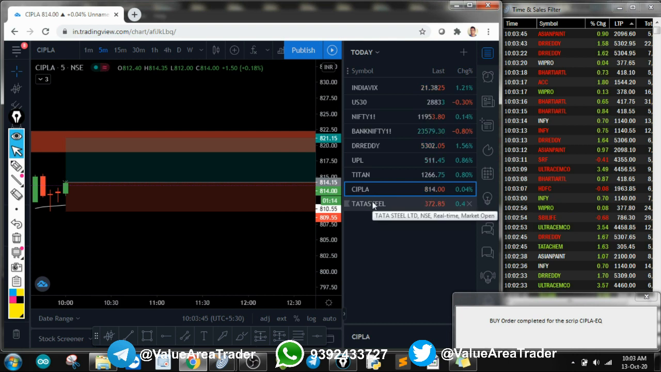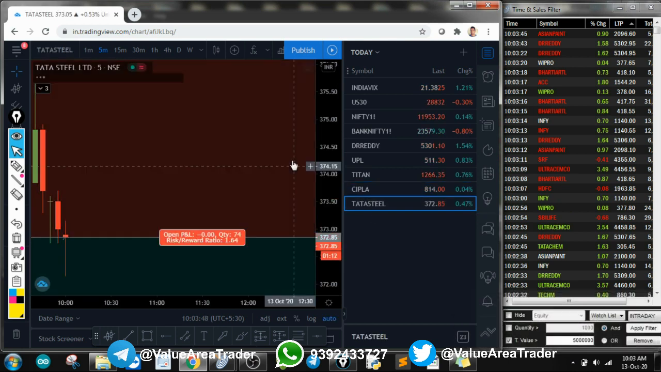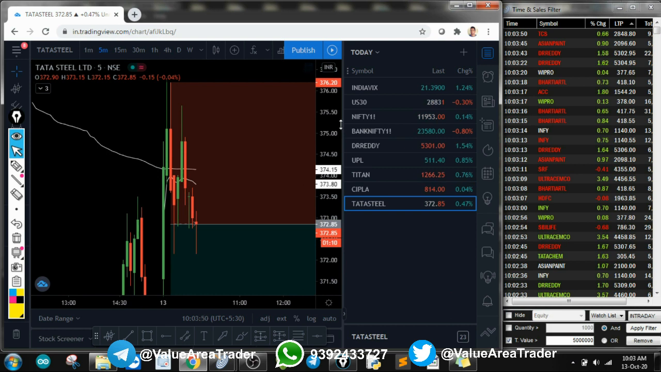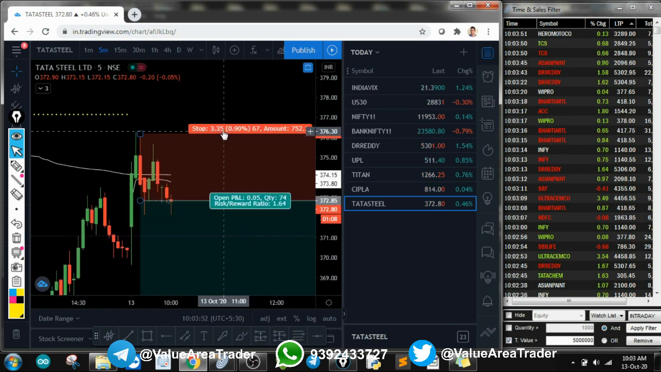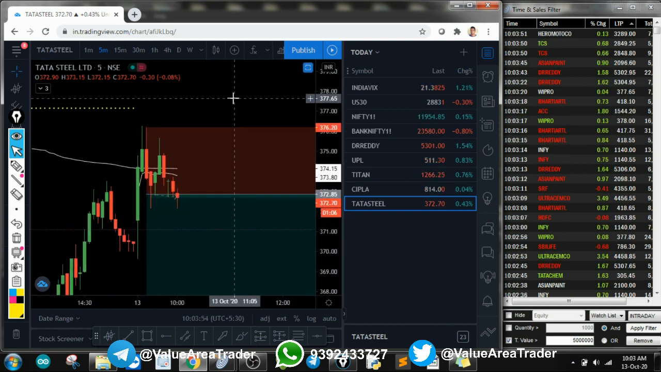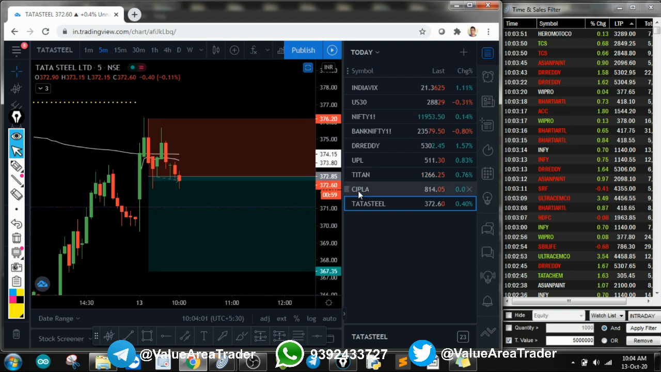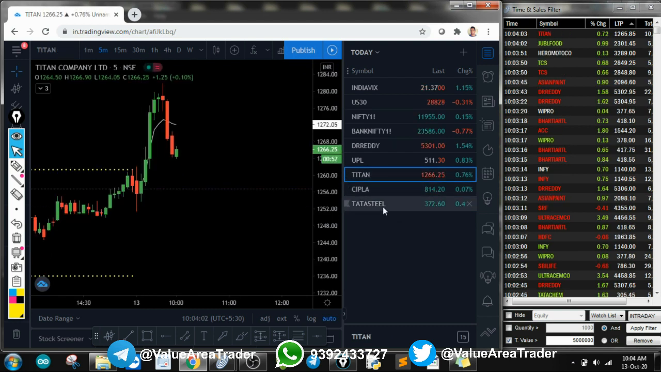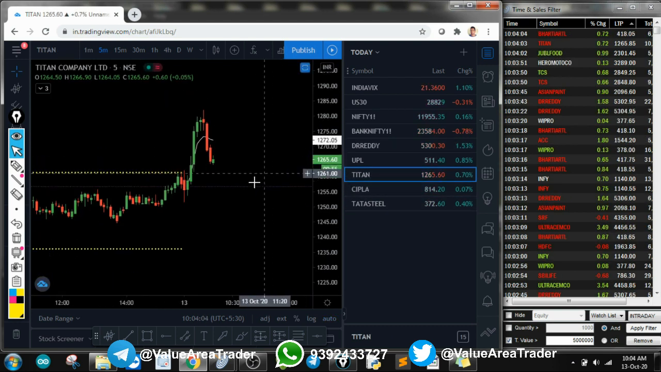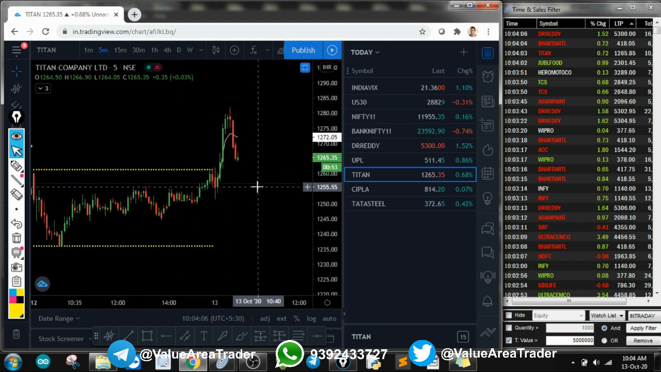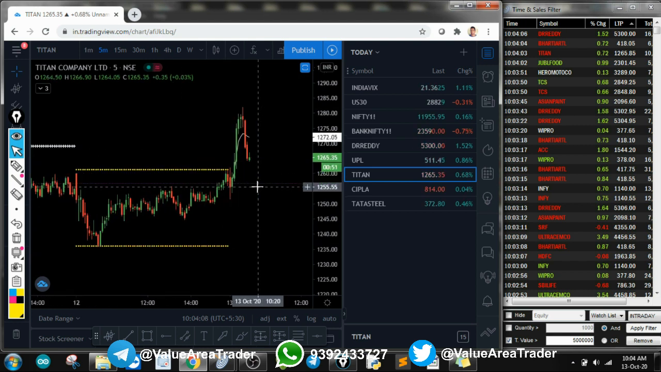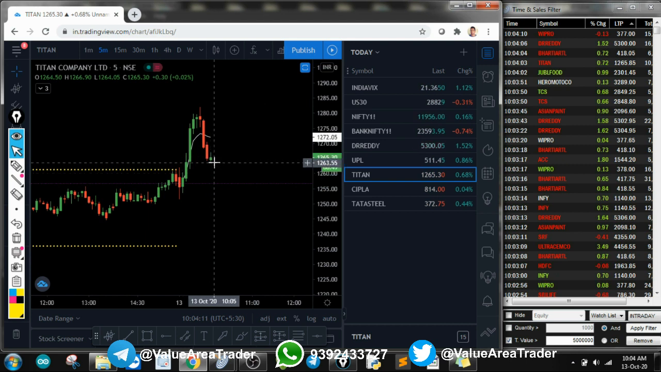Let's see, we're looking on Titan, right? Okay, this time we won't be fooled easily. Like yesterday, Titan easily fooled us. So we'll wait for Titan. Sorry, not Titan, Tata Steel. By the way, Titan has slowed down now. There is not much selling, so probably it is an inside candle right now.